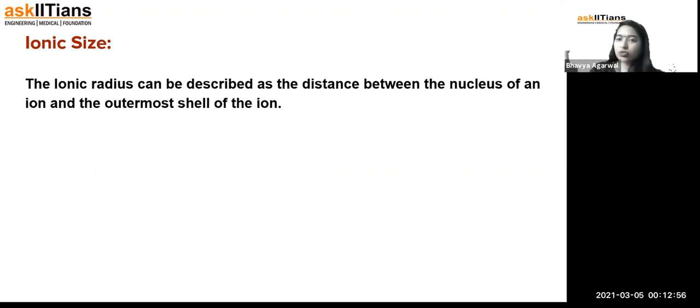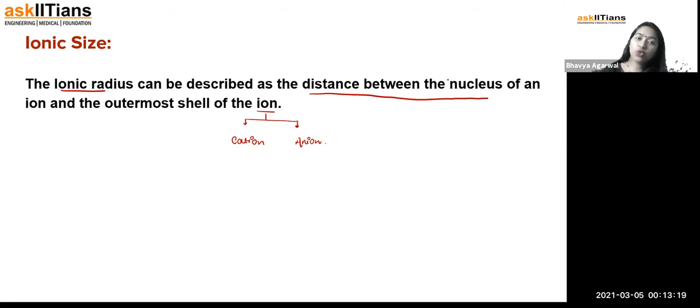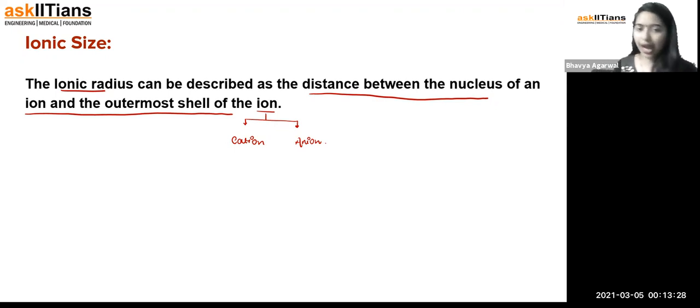Now, ionic radius is what? The radius of an ion, right? And ion means cation or anion. The size of the cation or the size of the anion is represented as the ionic radius. So this will be the distance between the nucleus of an ion and the outermost shell of the ion, right? That will give you the ionic size.